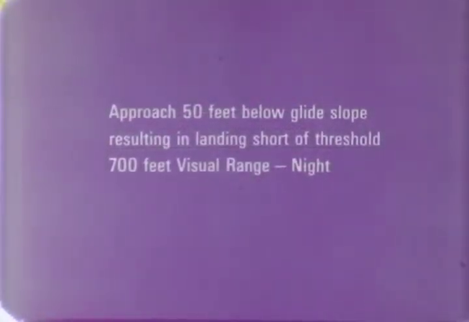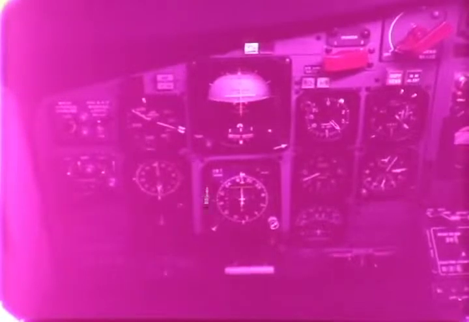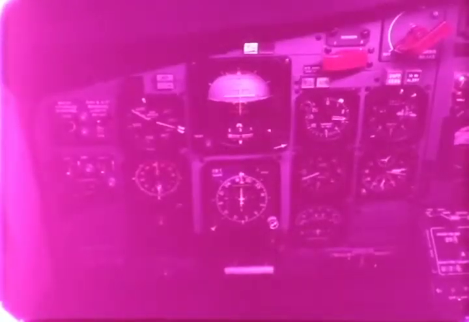An approach 50 feet below glide slope, resulting in landing short of the threshold, 700 feet visual range, night. As you have seen previously, a lower eye height results in a larger ground segment. Since this approach is made 50 feet below glide slope, we will get visual cues at decision height that would not have been seen had the aircraft been on glide slope. As a result, the pilot will be led into a visual approach that he would never have made had either of the pilots checked their instruments.